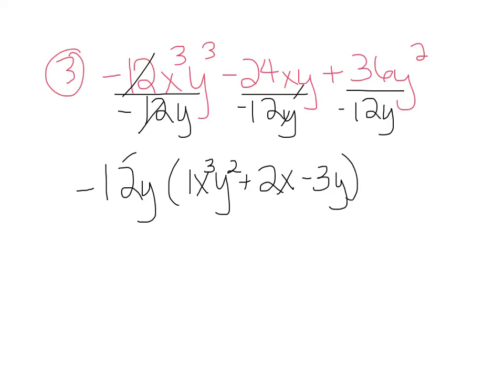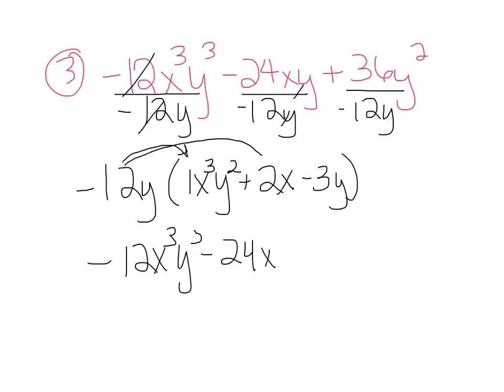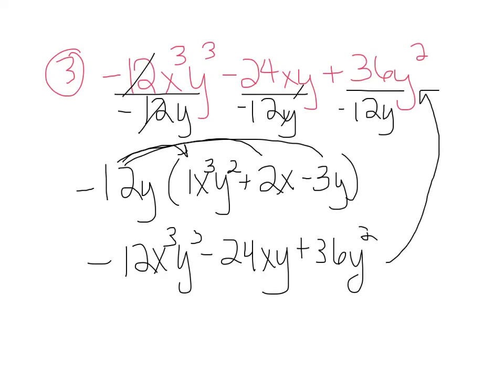Now we can distribute to check our answer. Negative 12 times 1 is negative 12y, so we have x to the third, y to the third. Negative 12 times negative 24xy, and then negative 12 times negative 3 is a positive 36y to the second. And that's our problem, so we did them correctly.